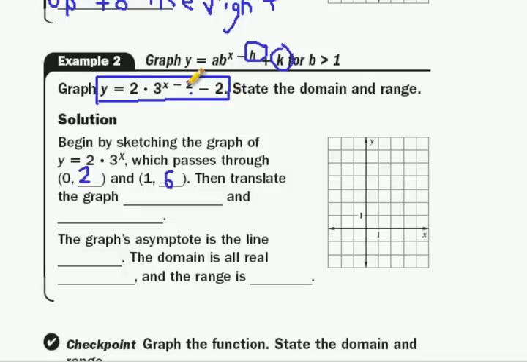This minus 2 means it's going to go to the right 2, because remember the H's work just the opposite of what you might think. And the minus 2 on the K means it's going to go down 2.